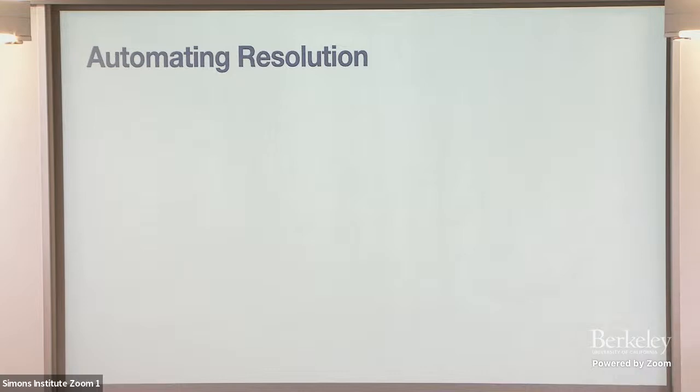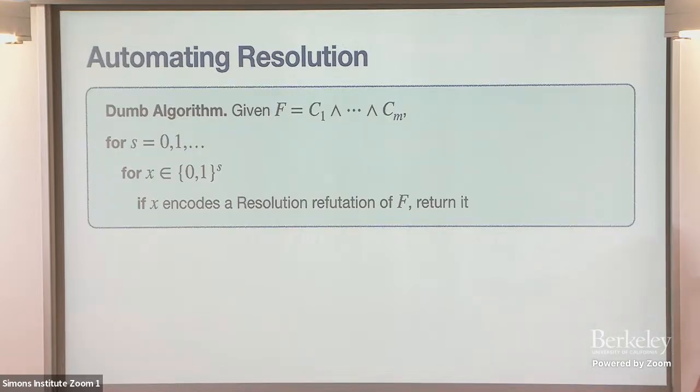So let's talk about how we actually automate resolution. Well, let's first start with, for lack of a better name, what I'm going to call the dumb algorithm. And that's the following. I've already said it in words earlier. As input, I get my CNF formula. And then for S that just goes on forever, for every binary string of length S, I'm just going to check if this string encodes a resolution refutation of F. And if so, I'll return it. Does that make sense? This thing's not even guaranteed to halt.